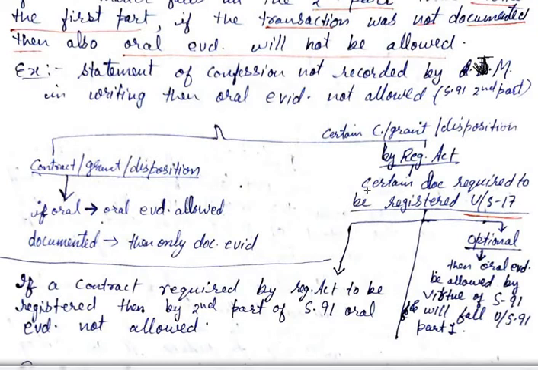So that kind of contract, grant or disposition will not fall in the first part, that would shift into the second part. So यही इशू था कि हर कॉन्ट्रैक्ट, ग्रांट और डिस्पोजिशन पे फर्स्ट पार्ट लगेगा, ये जरूरी नहीं है. Those contract, grant or dispositions for which registration is compulsory, they will not fall in the first part of Section 91. They will shift into the second part because they are essential to be recorded. They are essential to be documented. Because registration is compulsory का मतलब क्या है? Means they are essential to be recorded.